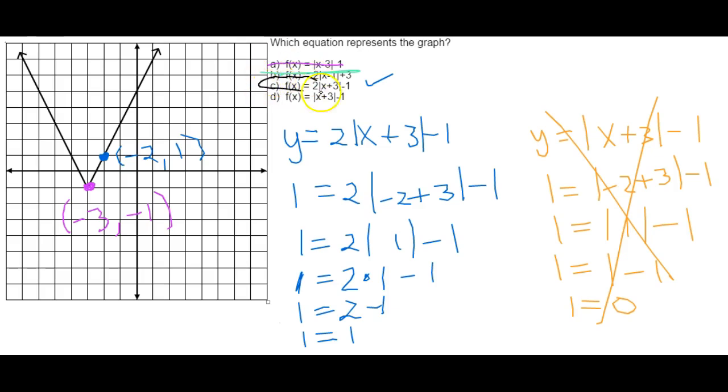Now this method is a little bit time consuming, but it's easier than having to memorize a whole bunch of different functions and how they work. It will work no matter what the function is. You can always pick a point and plug it in to see if it gives you the correct answer.